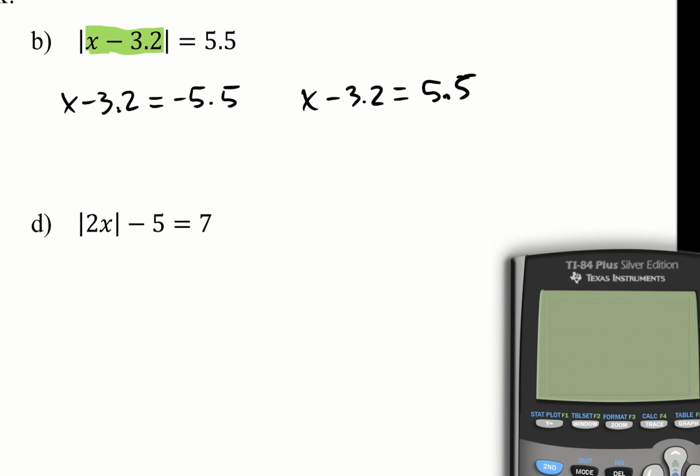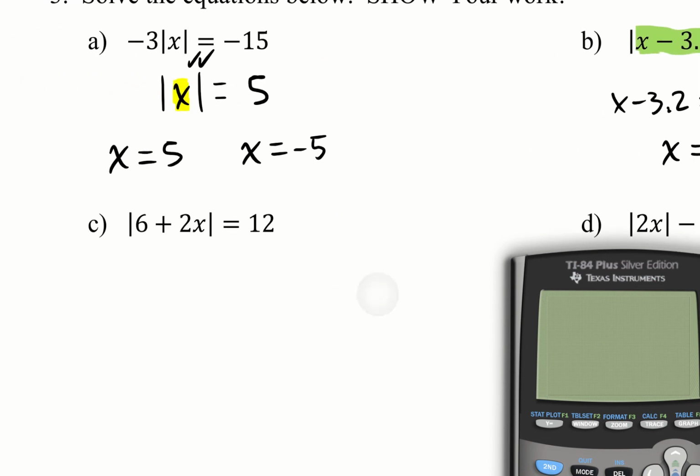So in the first case, and in both cases, actually, we're just going to add 3.2 to both sides. If I do that here, I get that x is equal to, so I'm adding 3.2, this becomes negative 2.3. So that's one of my solutions. Or the other solution, again, adding 3.2, this time I'm going to get x is equal to 8.7. Yeah, positive 8.7. So there are two values that x can be. x is either negative 2.3 or x is positive 8.7.